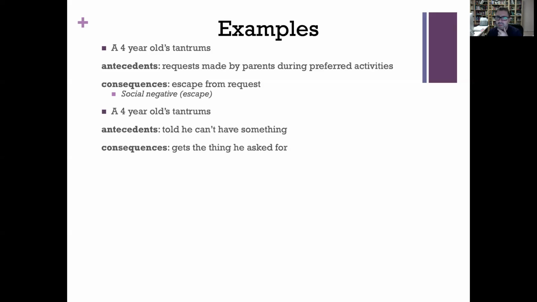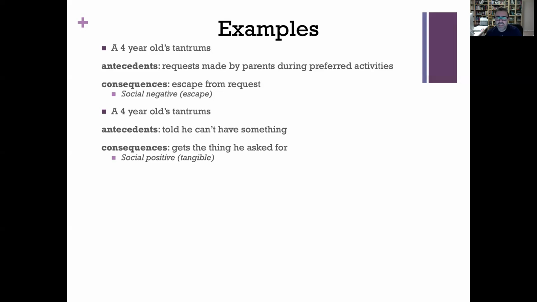Here's a tantrum maintained by a different reinforcer. Now, the child is told that she cannot have something. Now she tantrums and then she gets it. Now, this is social positive reinforcement in the form of a tangible: problem behavior produces something the child wants. Can you teach an alternative behavior here?